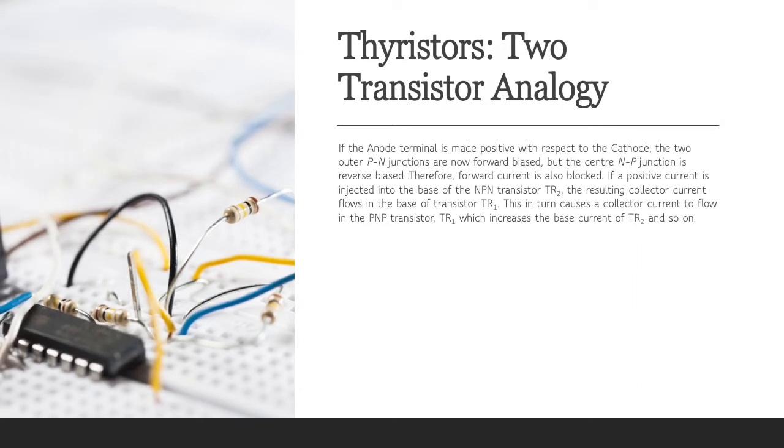If the anode terminal is made positive with respect to the cathode, the two PN junctions are now forward biased, but the center NP junction is still reverse biased. Therefore, forward current is also blocked.